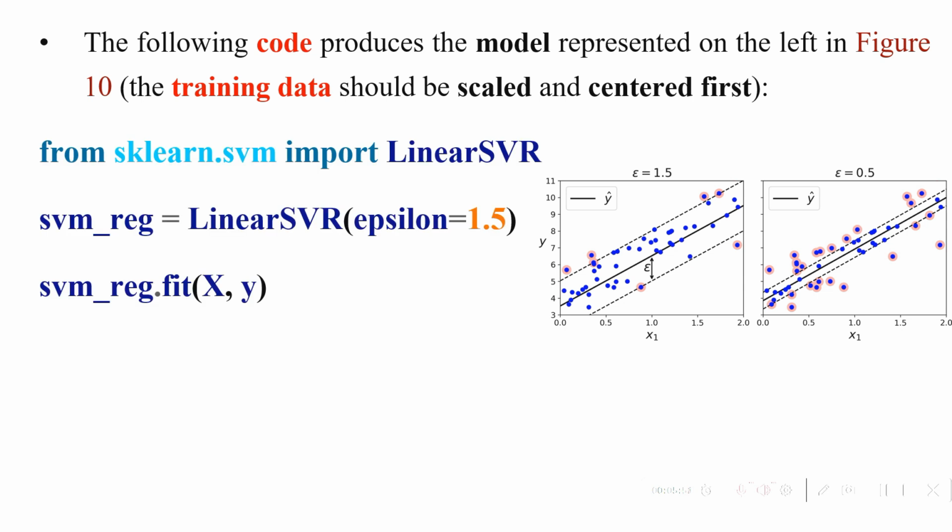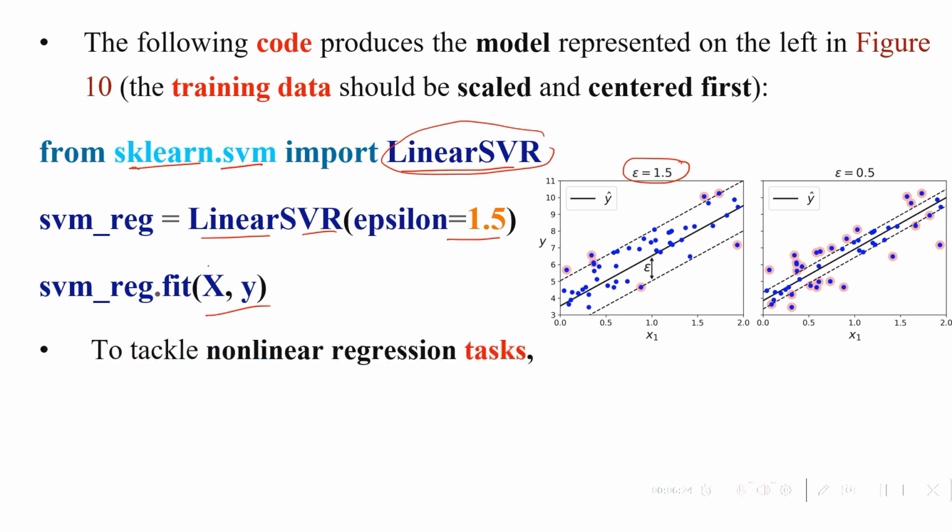So from sklearn.svm import LinearSVR. We are importing the LinearSVR, linear support vector machine regression. Okay, SVM regression equal to LinearSVR with epsilon equal to 1.5. With the help of this one, we are going to train the model, that means SVM_regression.fit of x comma y. X is nothing but your features and y is nothing but your class labels or corresponding values.